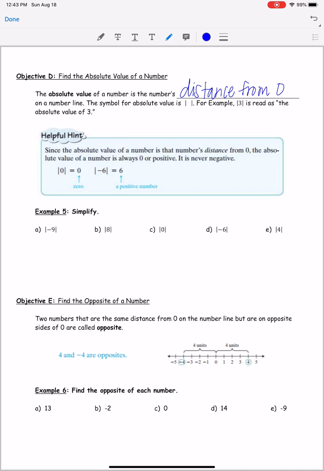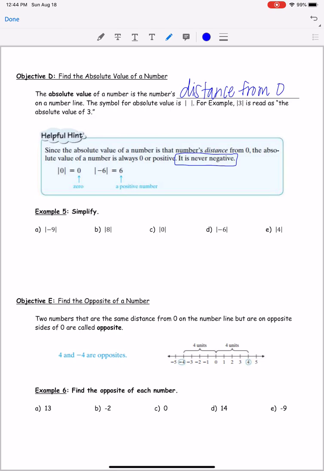This helpful hint here is what I was about to say before I stopped myself and kept reading. Because we are talking about distance, it doesn't matter if you walk forward 5 steps or if you walk backwards 5 steps. You are still traveling the same amount of distance. And because of that, when we're talking about these absolute values, it is never negative. Okay, these will always, always, always be positive.